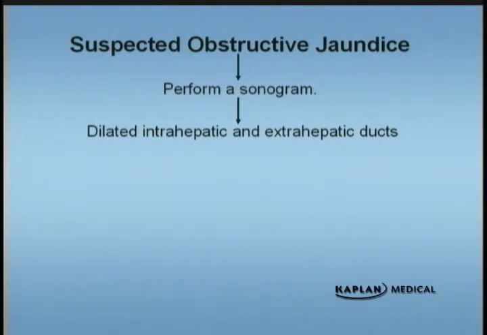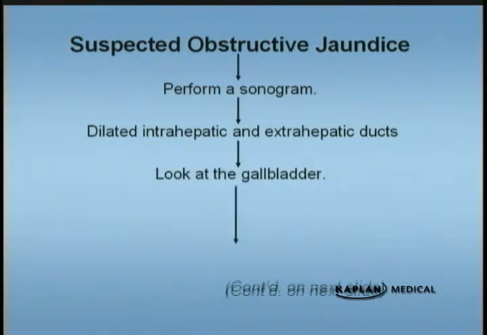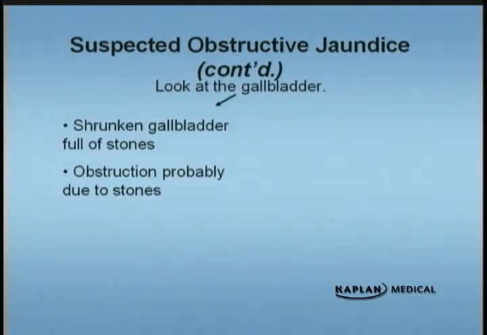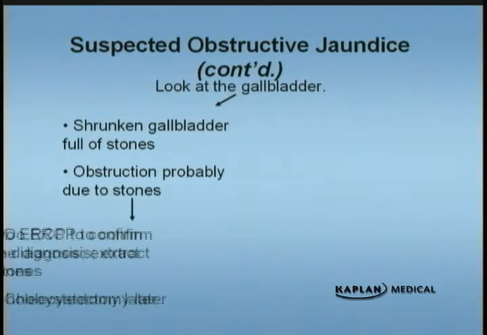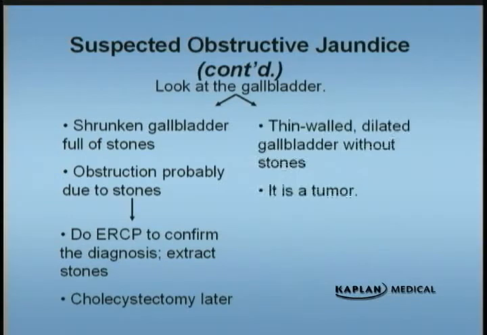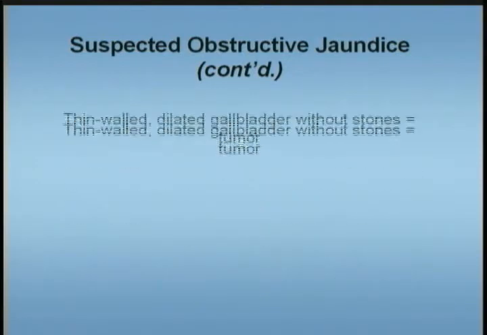You see dilated intrahepatic and extrahepatic ducts. If you then look at the gallbladder, and it is shrunken and full of stones, the obstruction is probably due to stones. You do an ERCP, confirm the diagnosis, extract the stones, and then do a cholecystectomy later. But if you look at that gallbladder in the sonogram and it is thin wall, dilated without stones, you're dealing with a tumor.